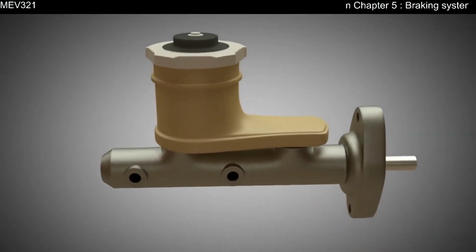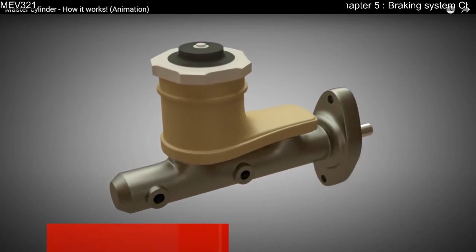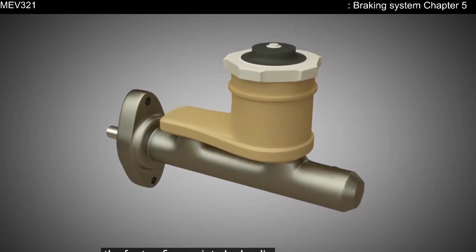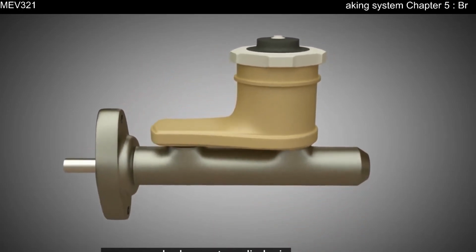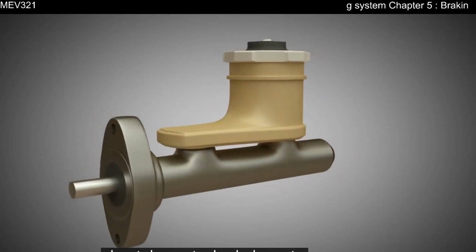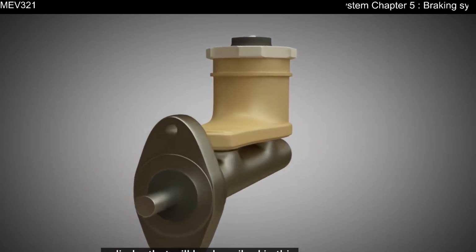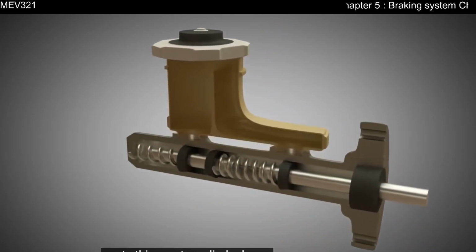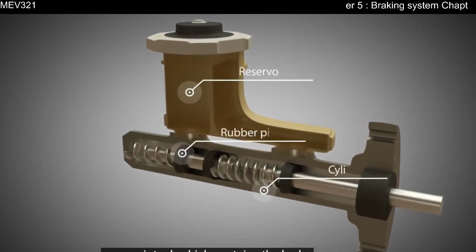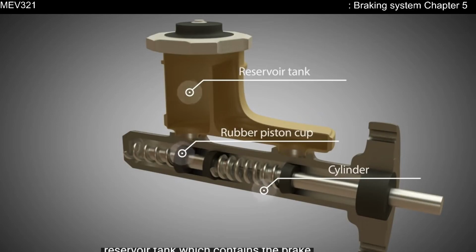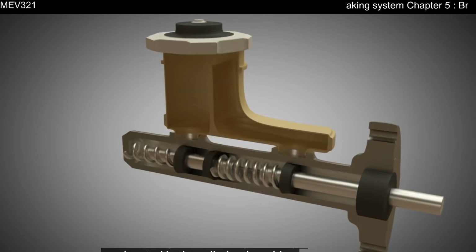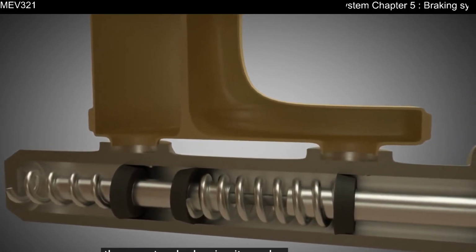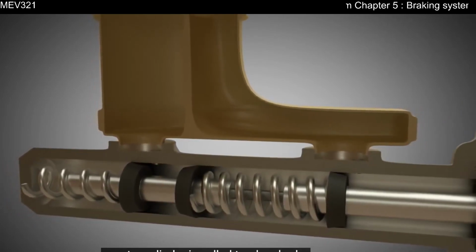The brake master cylinder is an important component of a vehicle. Brake master cylinders convert the force of the foot or fingers into hydraulic pressure. A brake master cylinder is almost always a tandem brake master cylinder that will be described in this animation. First, we will explain the brake master cylinder with compensating ports. This master cylinder has a reservoir tank which contains the brake fluid and a cylinder. Rubber piston cups are located in the cylinder. The rubber piston cups form brake circuits. Since there are two brake circuits, such a master cylinder is called tandem brake master cylinder.